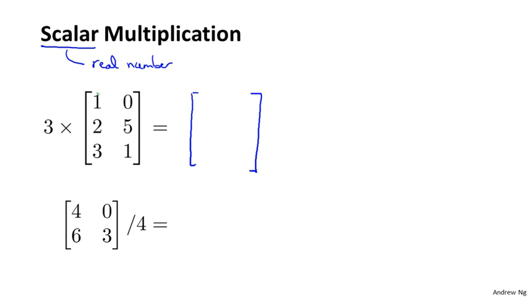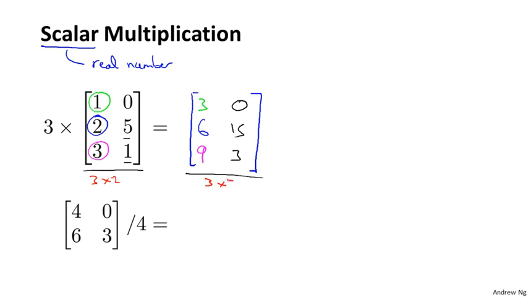So 1 times 3 is 3. 2 times 3 is 6. 3 times 3 is 9. And I'm going to start changing colors again. 0 times 3 is 0. 3 times 5 is 15. And 3 times 1 is 3. And so this matrix is the result of multiplying that matrix on the left by 3. And you notice, again, this is a 3 by 2 matrix, and the result is a matrix of the same dimension. Both of these are 3 by 2 dimensional matrices.